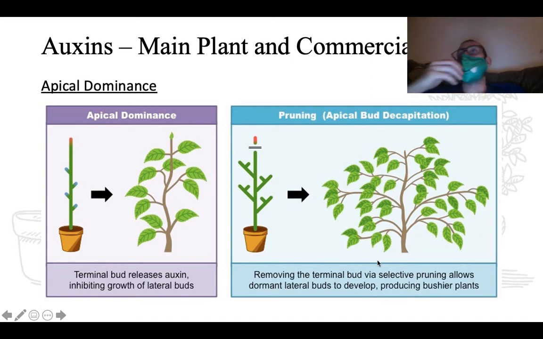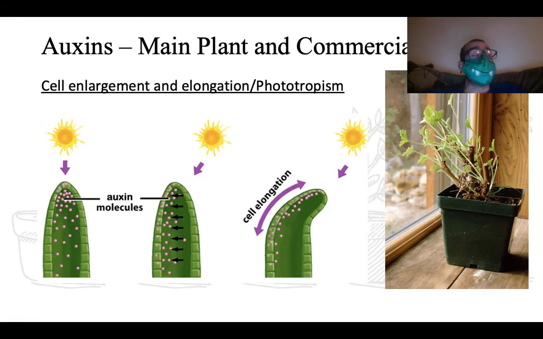So this is something that we could take advantage of in a nursery setting if we're trying to develop bushier plants as opposed to taller plants. If you remove that apical bud, that apical meristem, you'll lose that apical dominance and you can grow a bushier plant. So auxins are important for apical dominance.